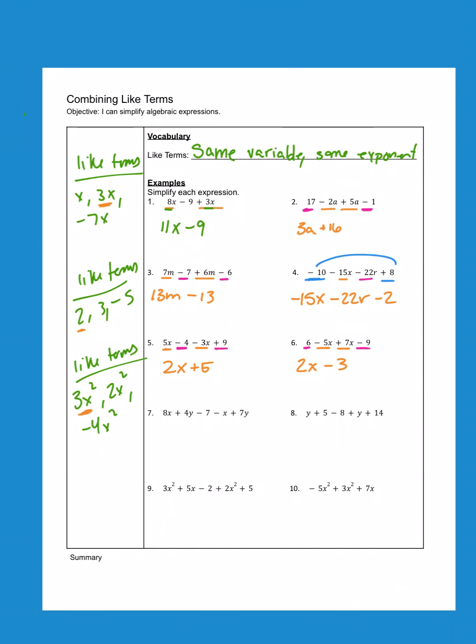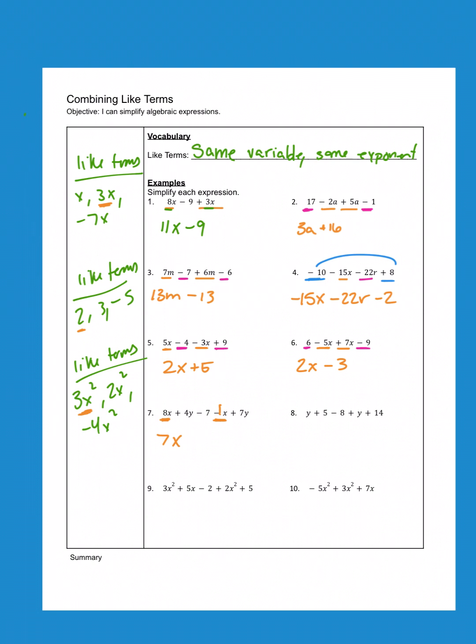Then we get into some of the longer ones for number 7. I'm just going to go through one variable at a time. I have an 8x. I also have a minus x, but that x doesn't have a number in front. That's called a coefficient. We can always put a 1 if we don't see a number. So this is really 8x and negative 1x. And 8x and negative 1x make 7x.